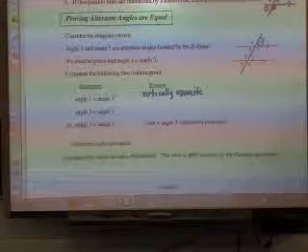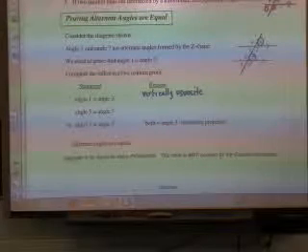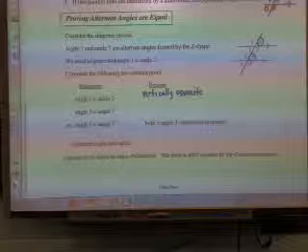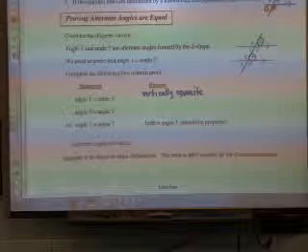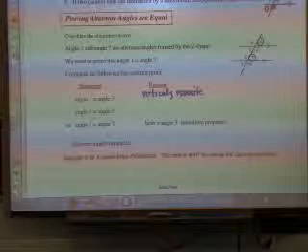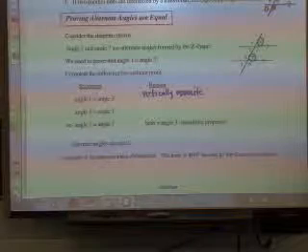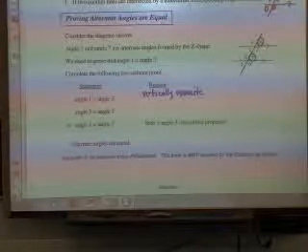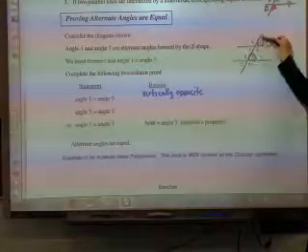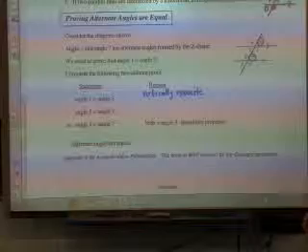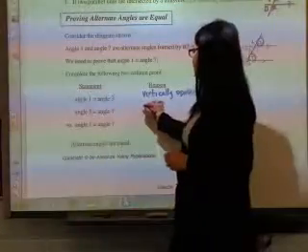The next statement that I have is that angle 3 is equal to angle 7. What reason do I have that angle 3 is equal to angle 7? What's the relationship between 3 and 7? Parallel. The lines are parallel, but how does that correspond to my angles? What kind of angles did I create? Say it louder, Talia. Corresponding.